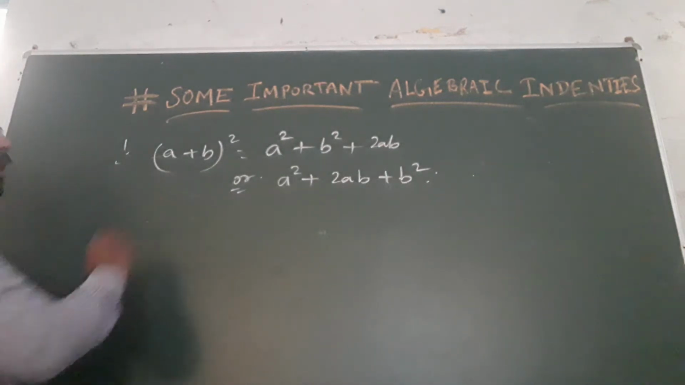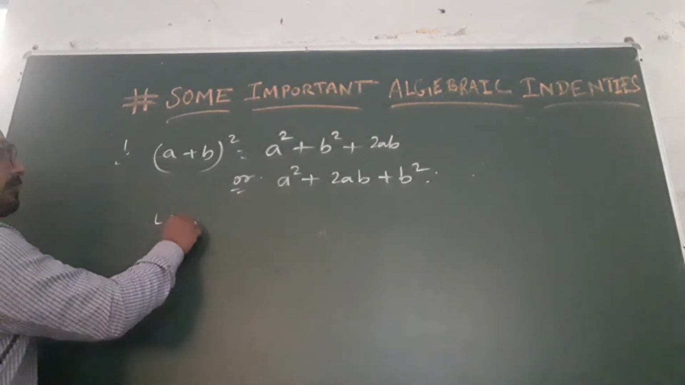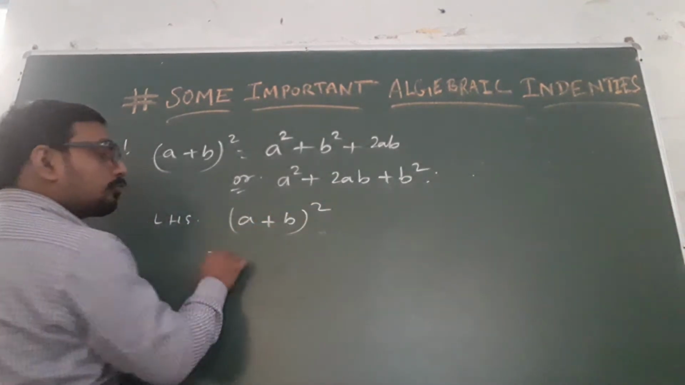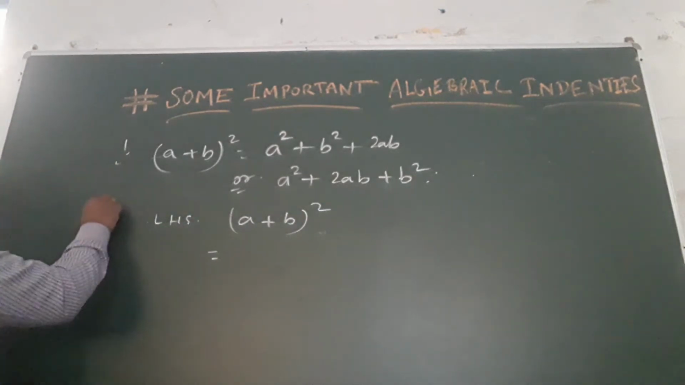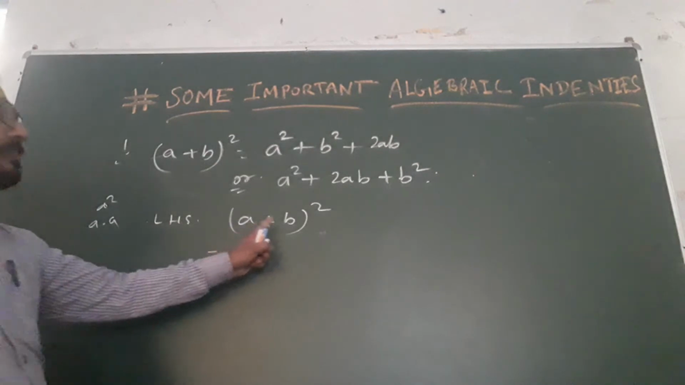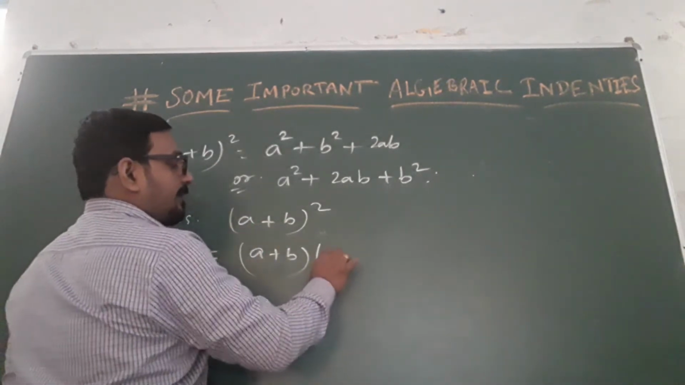Now, how does this formula come? So see here, you take the LHS. Your LHS is (a plus b) whole square. Whole square means, like a square is a into a, similarly (a plus b) whole square is written as (a plus b) and (a plus b).